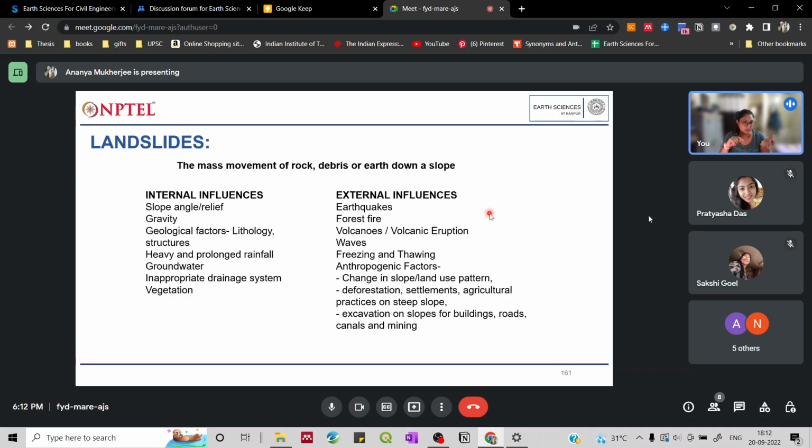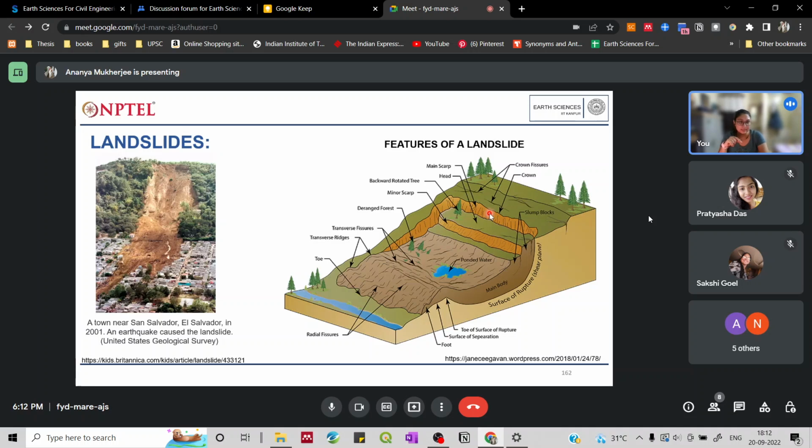So as this is very much visible in mountainous regions, where due to the cutting along the slopes, because we have to build roads, the upper parts of the roads are very much prone to landslide damage. So now we'll move on to understanding landslides.